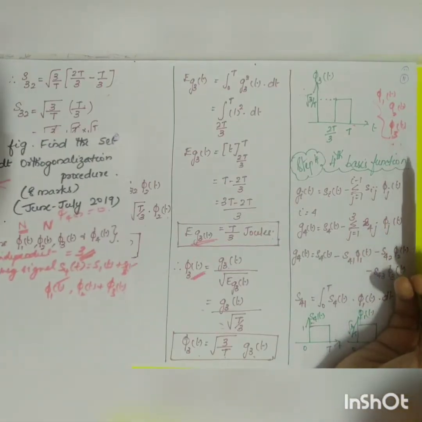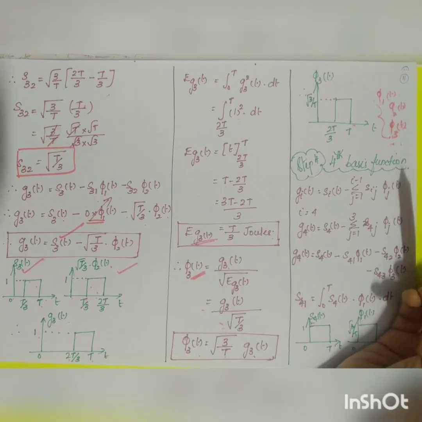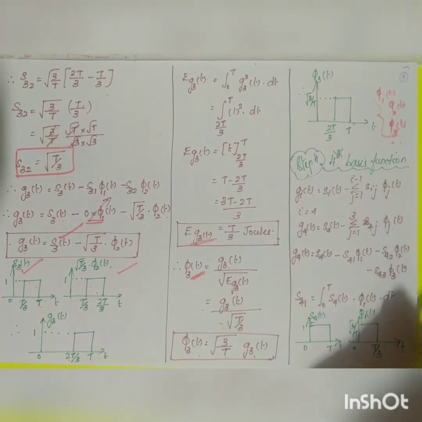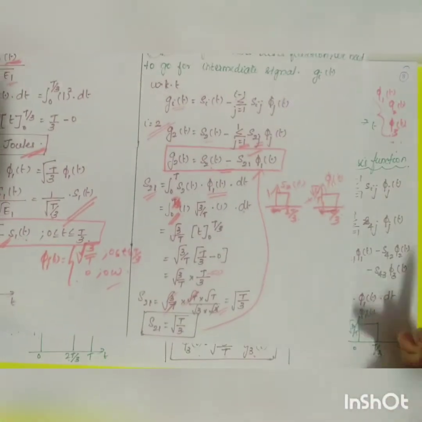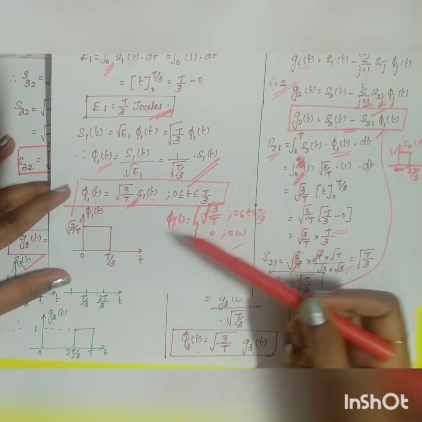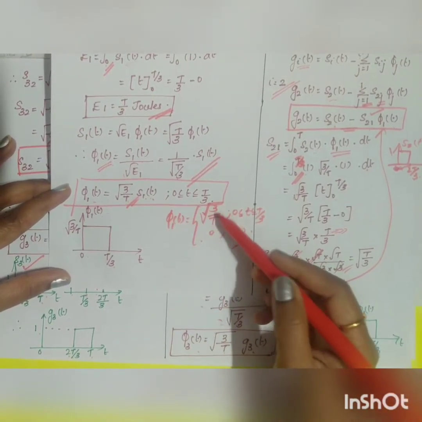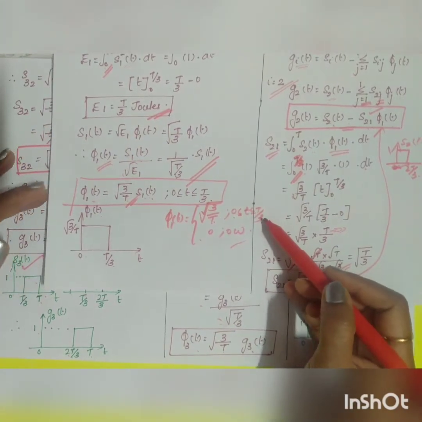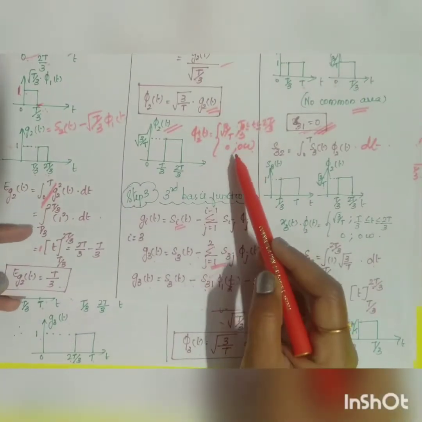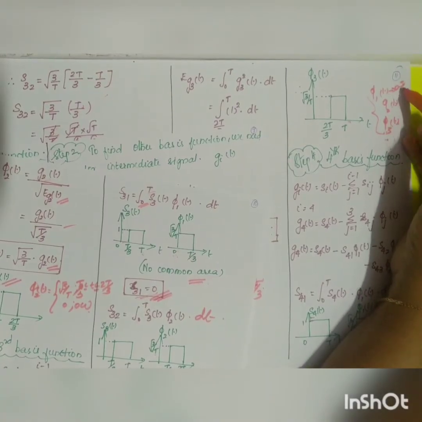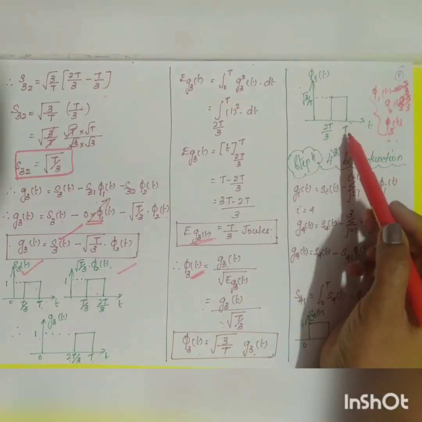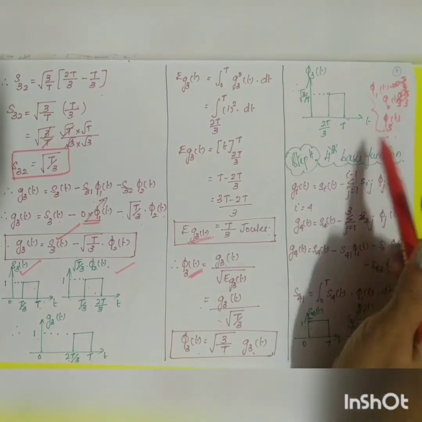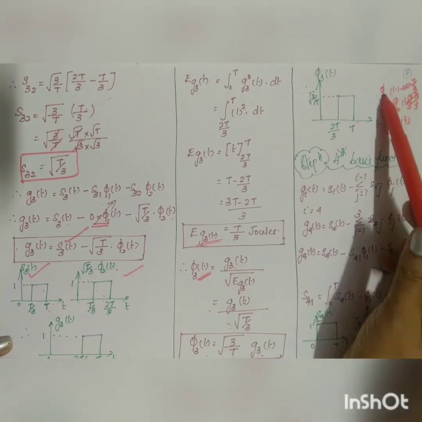So what was your phi 1 of t, phi 2 of t, and phi 3 of t? If I draw it separately, phi 1 of t, what was your diagram? Phi 1 of t is equal to root 3 by t for 0 to t by 3. What was your phi 2 of t? Phi 2 of t is for t by 3 to 2t by 3. So if I write it here, phi 1 of t is from 0 to t by 3, phi 2 of t is from t by 3 to 2t by 3, and phi 3 of t is from 2t by 3 to t. There is no overlapping, so they are orthogonal to each other and have unit energy. So you can confirm that these 3 are your basis functions.